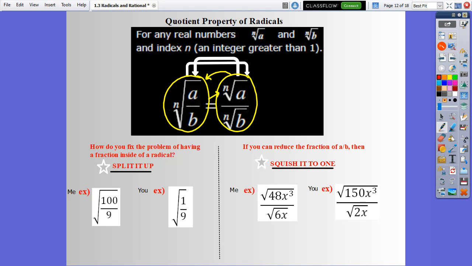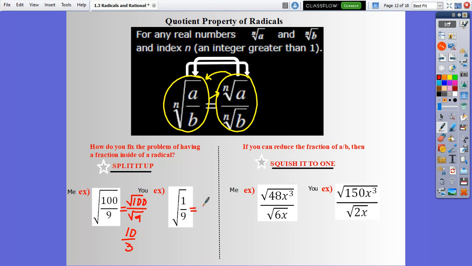So how do you fix a problem of having a fraction inside of radicals? We cannot have a fraction inside a radical. We're going to use the quotient property of radicals and split it up. And so what we get is the square root of 100 over the square root of 9. The square root of 100 is 10. The square root of 9 is 3. And there's our answer for that.